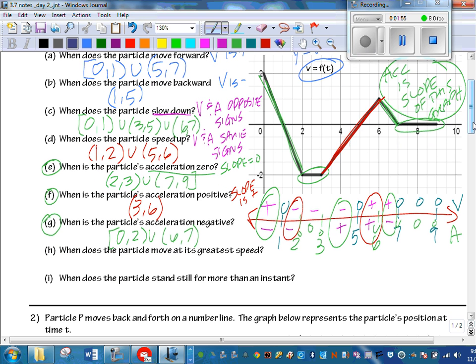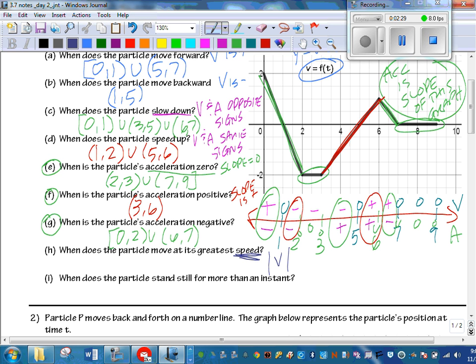Two more parts here. Part H, when does the particle move at its greatest speed? So before we look at the problem and try and figure it out, what do you remember about speed from yesterday? Speed is velocity without direction, right? So speed is the absolute value of velocity. So it doesn't matter if it's positive or negative, we're just looking at the absolute value of that number. So what is the greatest speed?